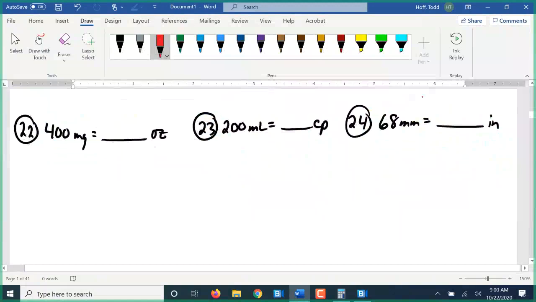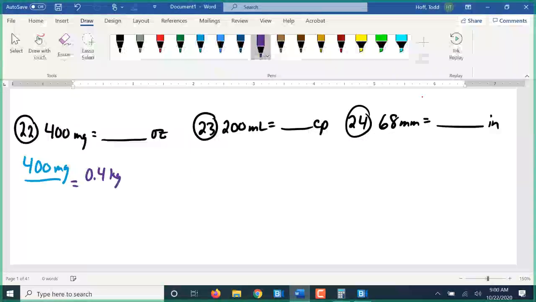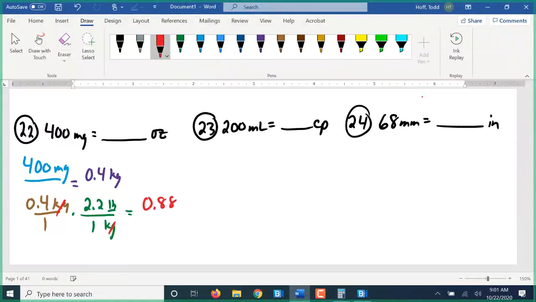Moving down here now. 400 milligrams into ounces. We could look up that conversion, but I don't have that one memorized. I don't have it on the top of my head. But we can go from milligrams to kilograms. 1 milligram, I guess I didn't even need to put it over 1 quite yet, is 0.4 kilograms. Then we can go from kilograms to pounds. I'll put that over 1. Kilograms on bottom, 1 kilogram is 2.2 pounds. 0.4 times 2.2 is 0.88 pounds.